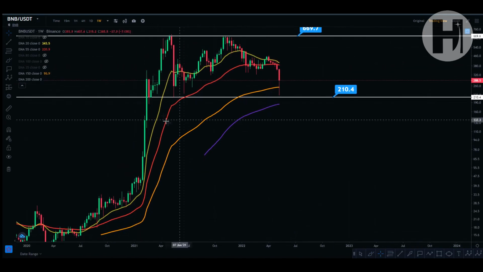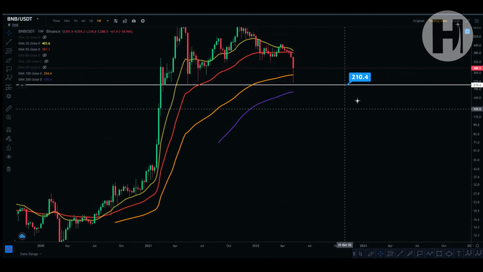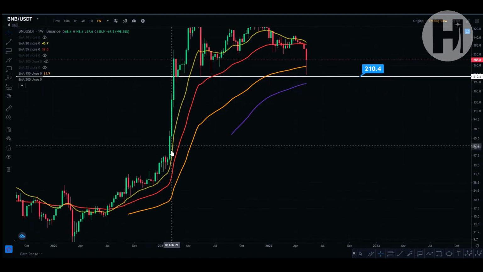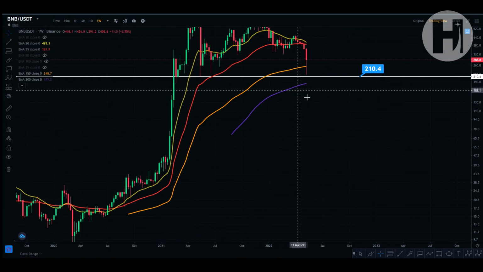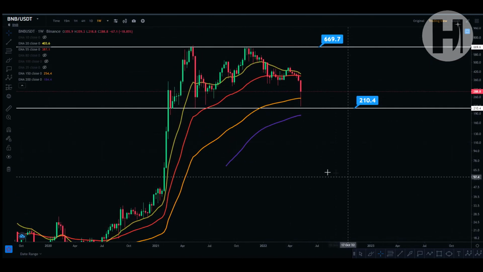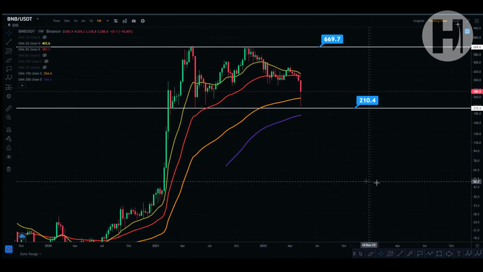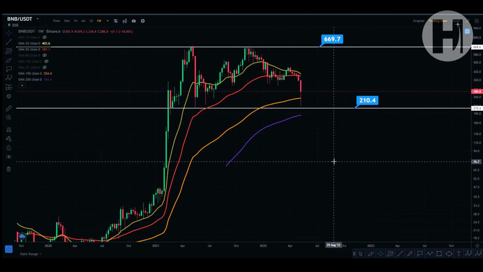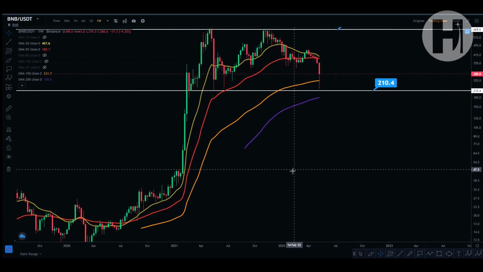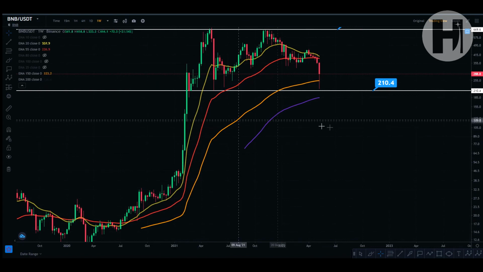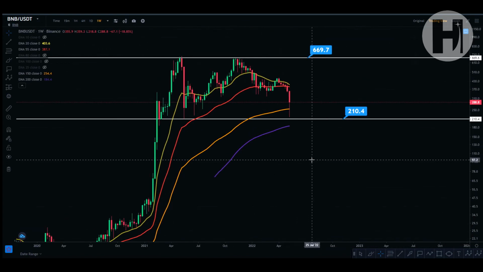But like I said, if you start losing these EMAs and this 210 support line, you don't really have any support here. As you can see, this was a strong move, so you can potentially start free falling unless people just start entering and buying BNB from the markets, because you don't have any support. I think I made myself clear in that regard.